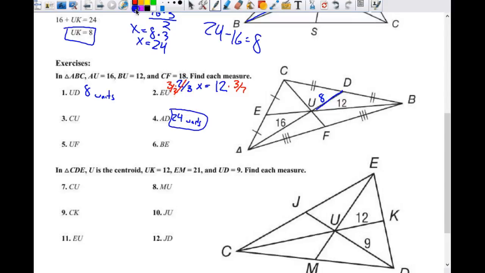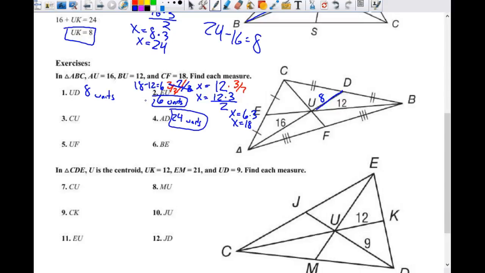Cancels out, and we get x is equal to 12 times 3 divided by 2. Is 12 divisible by 2? 6. So we end up getting x is equal to 6 times 3, which is 18. Stop for a second. Could this small portion possibly be 18? What is that really? The total. So if the total is 18, what does this small section have to be? 18 minus 12 is 6. So we know this is 6 units.